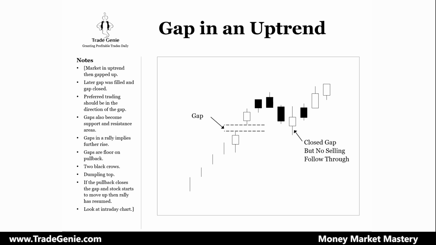So here's the chart of a market. Just look at the market. This is an uptrending market. Maybe these are the first 4 days of the beginning of the trend, and then the market gapped up. So the market gapped up.